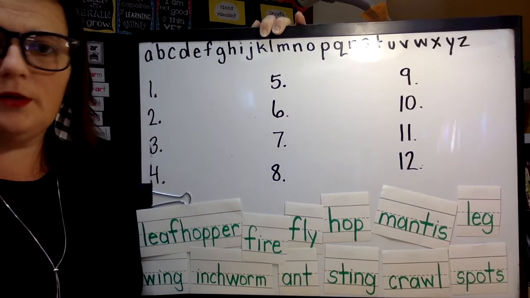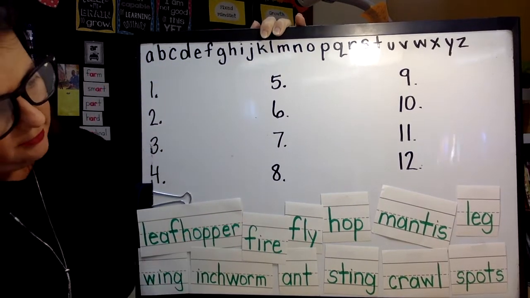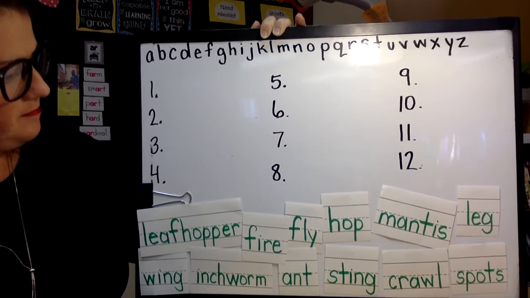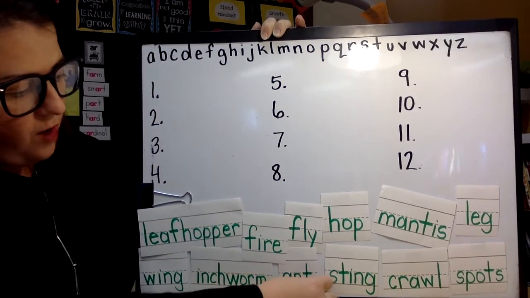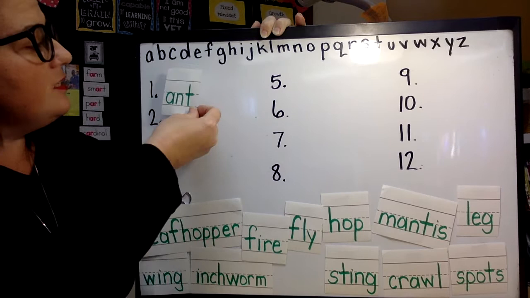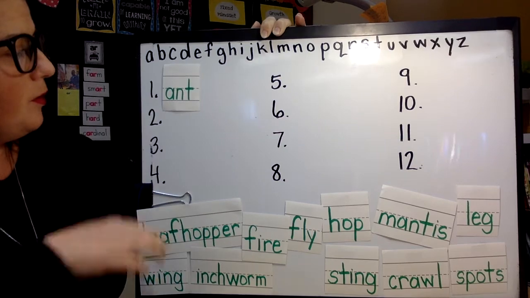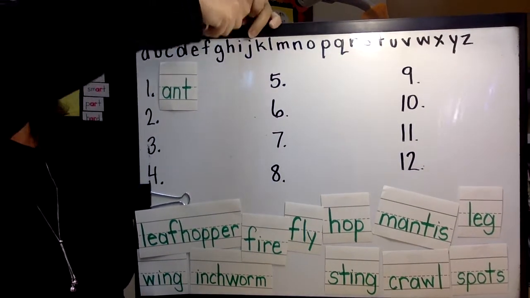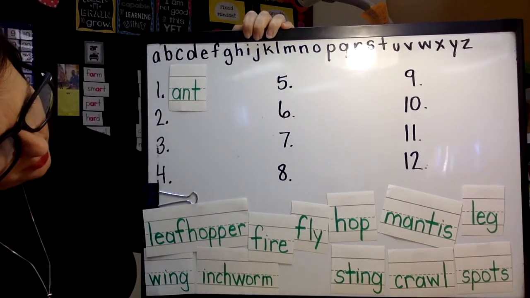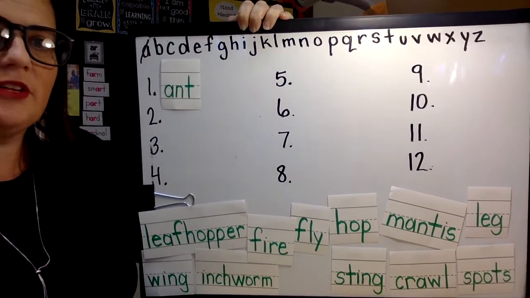And what we're going to do here is we're going to look at letter A. Do you see any words down here that start with letter A? That's right. We have one word, ant. It starts with letter A. That's the first letter in ant. So it's going to be our lucky number one up here for ABC order. Now that we've got A, are there any other A words? Nope. We can mark it off. Then I know I'm done with A. I don't have to go back to it.